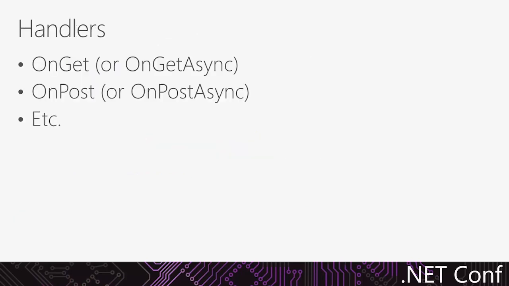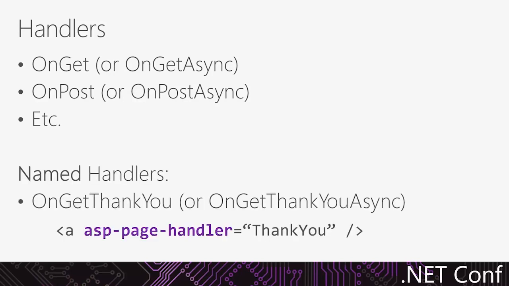Now, instead of actions, as we've already mentioned, Razor pages use handlers. Handlers follow an event handler-like naming convention of onVerb or onVerb async. You'll most frequently see this used with onGet or onGet async and onPost or onPost async. In some cases, you'll want to have more than one handler for a particular verb on a particular page. In that case, you can use a named handler specifying the name as part of the method name. For example, onGetThankYou would be one option.